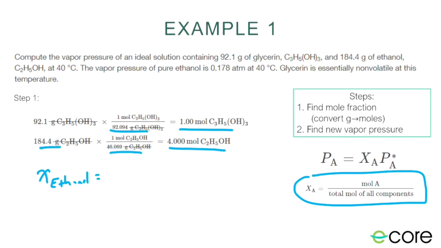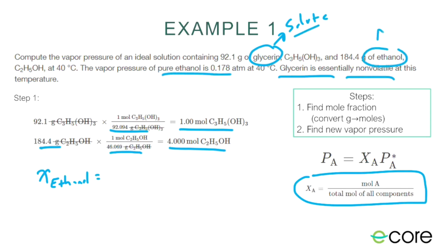How do I know that? Well, a couple ways. One is typically there's more solvent than solute. Secondly, it tells you glycerin is essentially non-volatile. So it's telling you, oh, this guy is my solute. It also tells me the vapor pressure of pure ethanol. Another hint that ethanol is my solvent. Okay, so ethanol is my solvent. Just FYI, most of the time your solvent is going to be water, and then you won't have to ask that question. It's a little trickier when it's glycerin and ethanol.